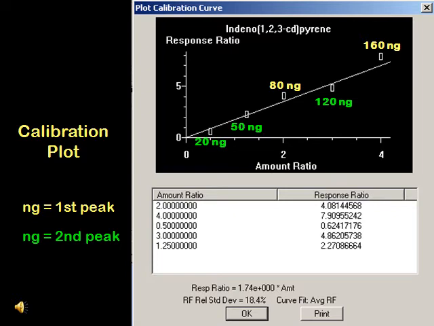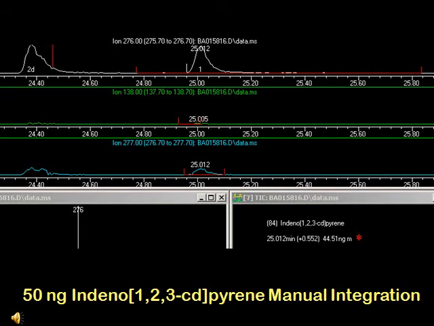However, this peak was inappropriately manually integrated to add extra baseline noise to increase the response area, as shown in the next slide. It appears that the analyst never figured out that the computer had picked different peaks, because the curve was then used to quantitate samples. So which peak is really indeno 123 CD pyrene?